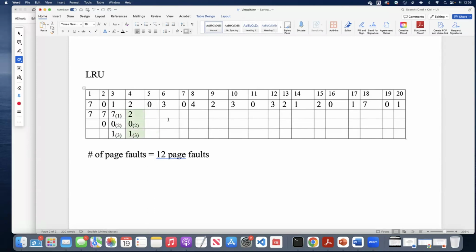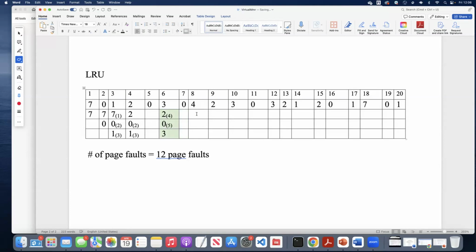And then page 3 is needed. So we have a page fault and we need page replacement. Page 2 is accessed at time 4, page 0 is accessed at time 5, and page 1 is accessed at time 3. Among these 3 pages, page 1 has not been used for the longest period of time. So page 1 is the victim page. We use page 3 to replace page 1. And then page 0 is in the memory, no page fault.